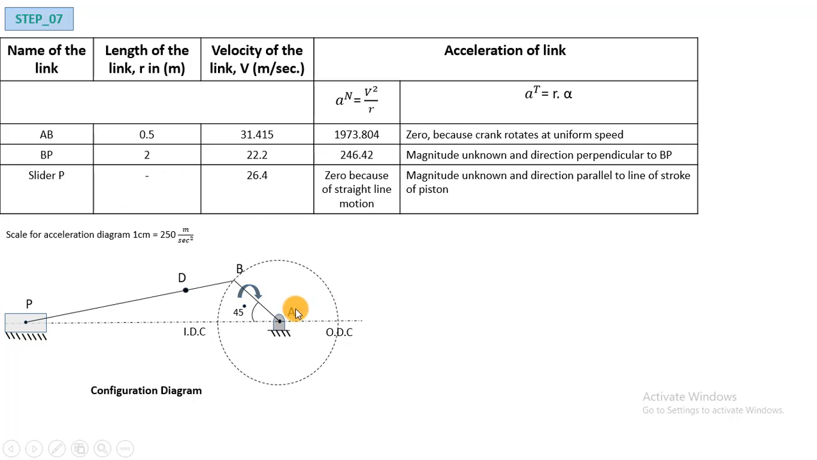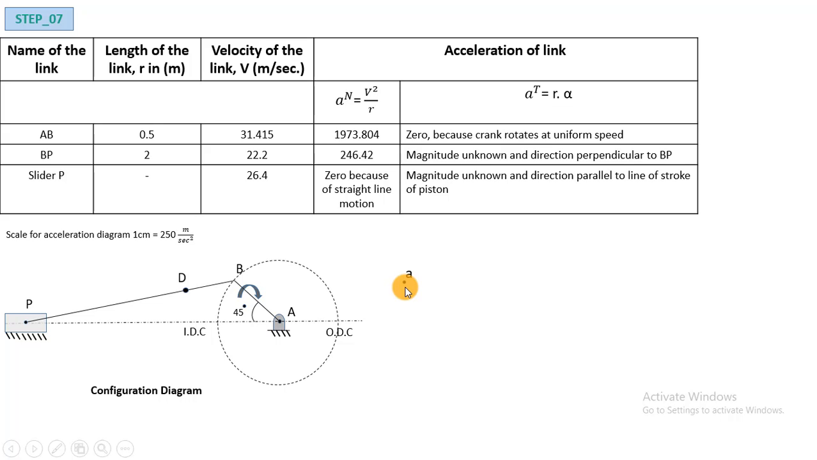Now we'll start with the acceleration polygon. How many fixed points are we having here? Exactly, we are having 1 fixed point. Same as in the case of the velocity polygon, where we represented all the fixed points by a single point called the pole of the velocity polygon, exactly the same process we have to follow here. We have to represent all the fixed points from the configuration diagram with a single point. This is called the pole of the acceleration diagram. So this is point A.